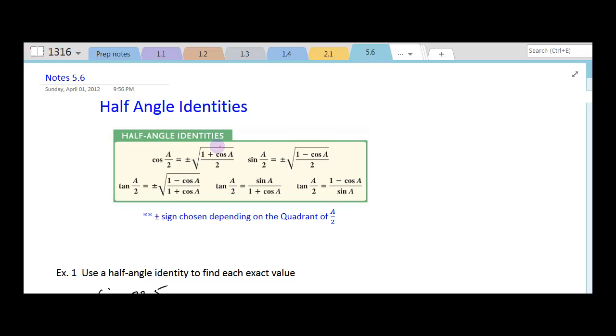Understand that if I do use a formula with the square root symbol, because when I take the square root of a number I get both positive and negative values back, then we choose the sign, which sign do I use, based on what quadrant my half angle falls in. So ultimately the quadrant of my half angle will determine the sign of my function. So let's look at an example where we're going to apply these.